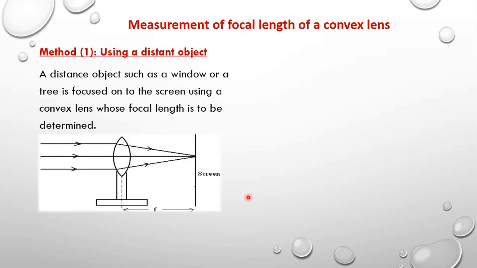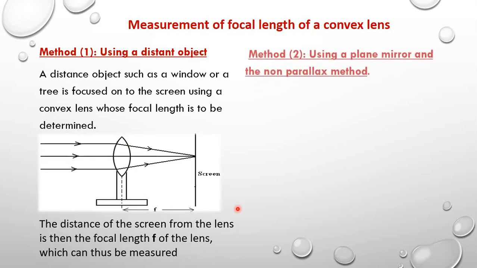So in other words, we are going to adjust this screen so that we get a sharp image on that screen. And after that, you're going to measure the distance from the screen up to the center of this convex lens. So we need the center point of this convex lens. We measure that distance f, and that distance is going to be the focal length of the convex lens.